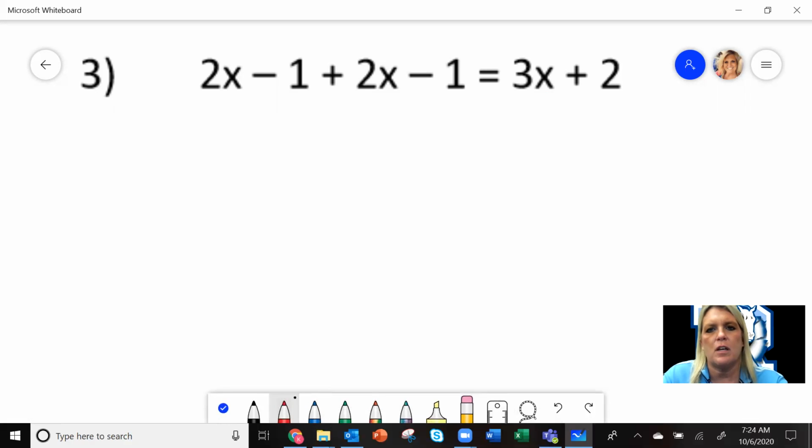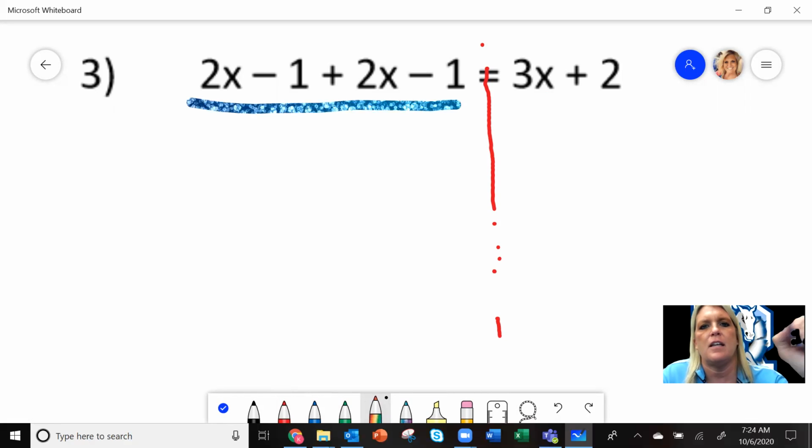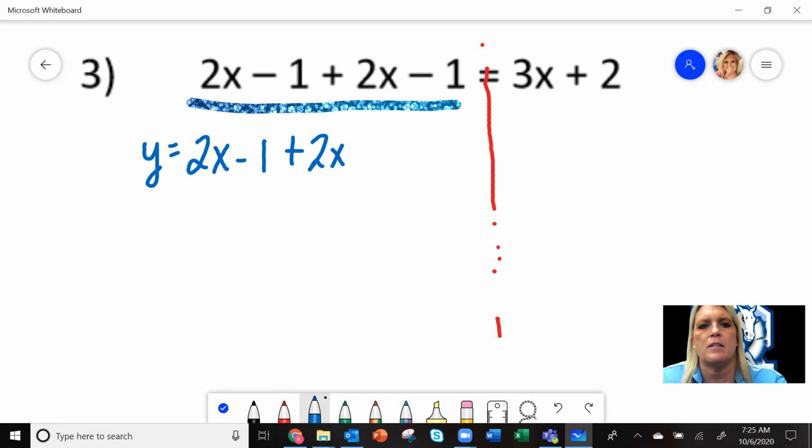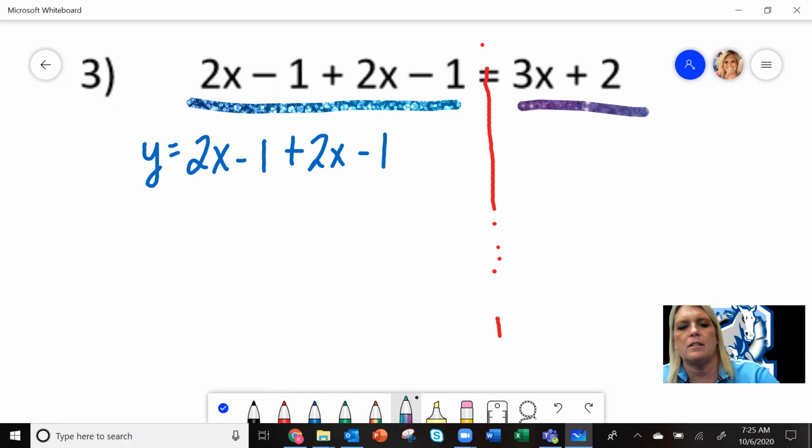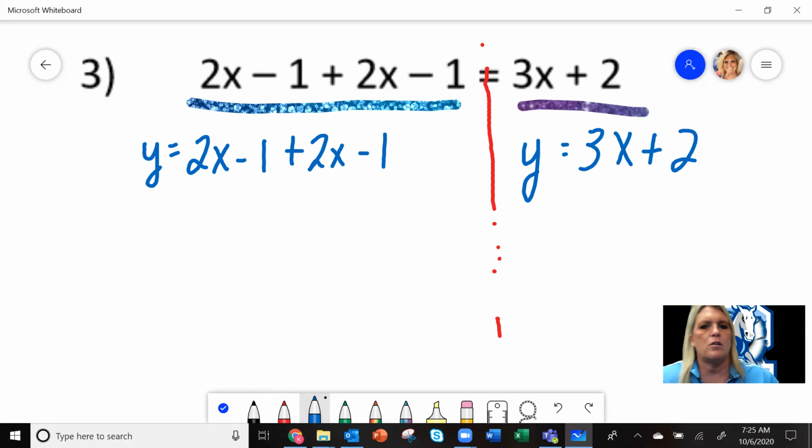So at the equal sign, I'm going to draw a dashed line. I'm going to take the left-hand side and make it into an equation. So I'm going to have y equals 2x minus 1 plus 2x minus 1. Then I'm going to make the right-hand side an equation. Y equals 3x plus 2. Now it's already using x's, so I'm good with that.